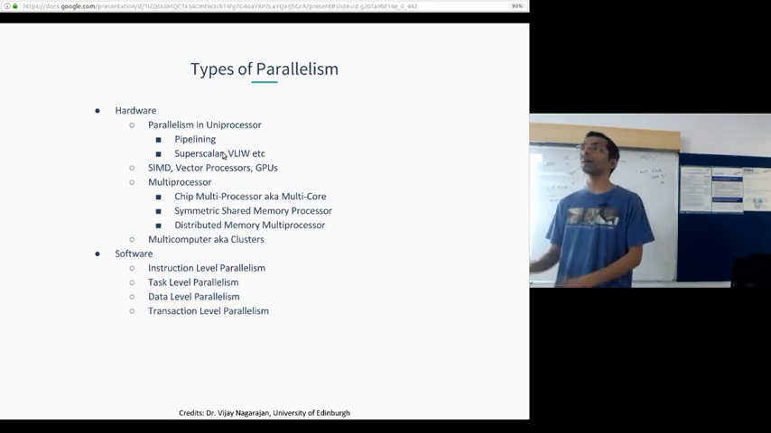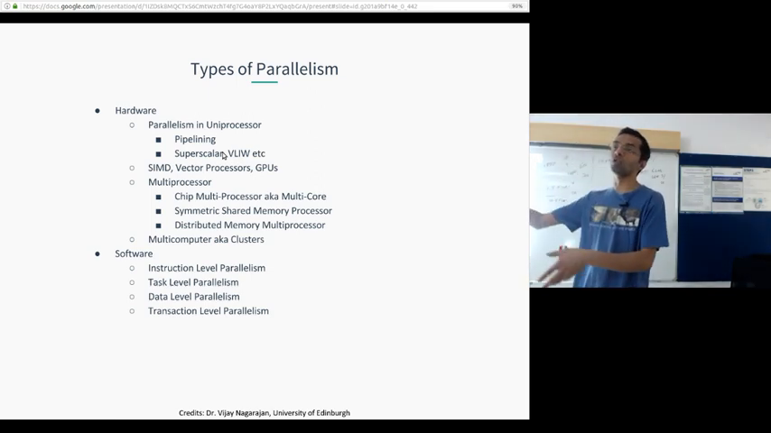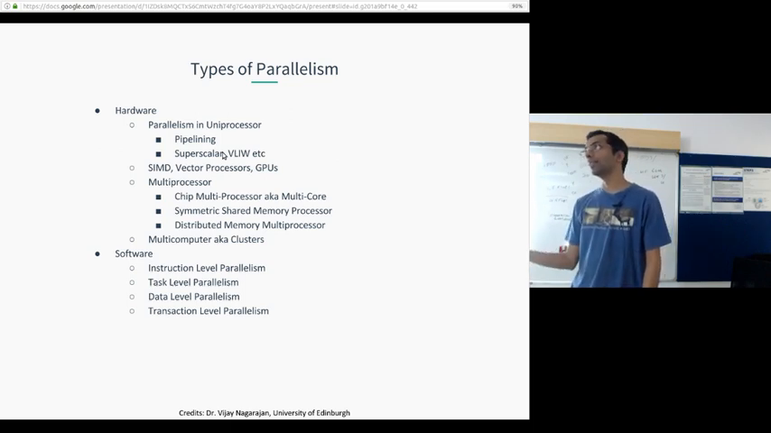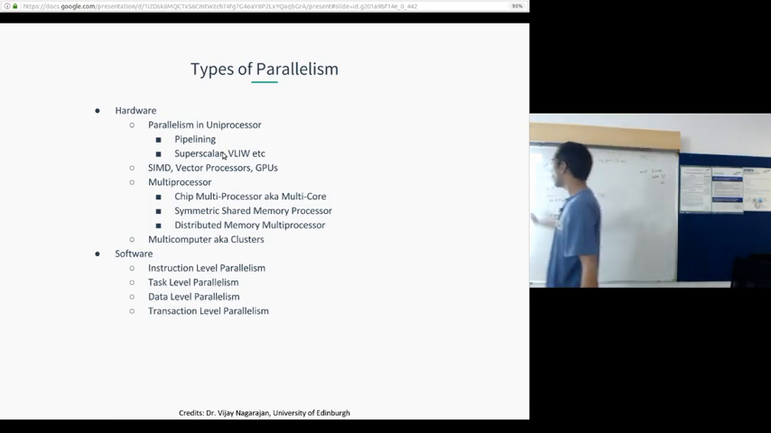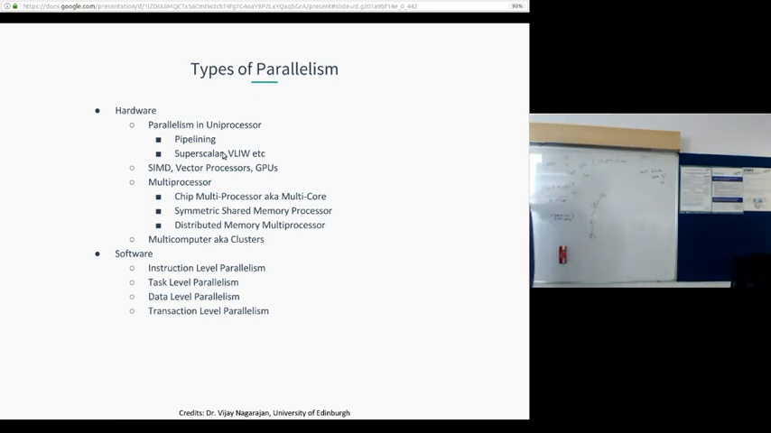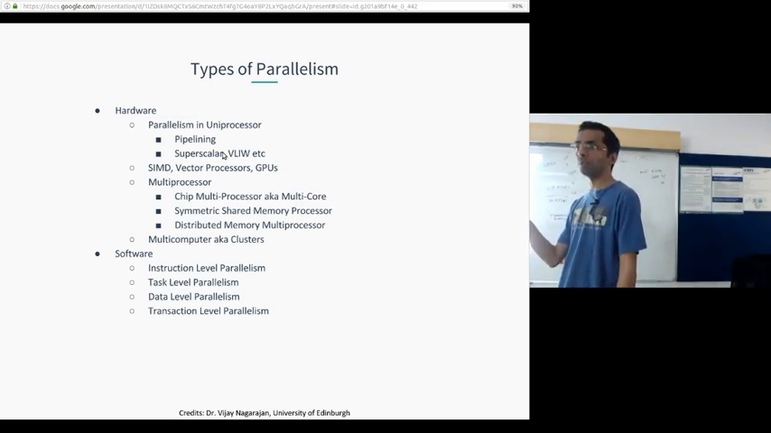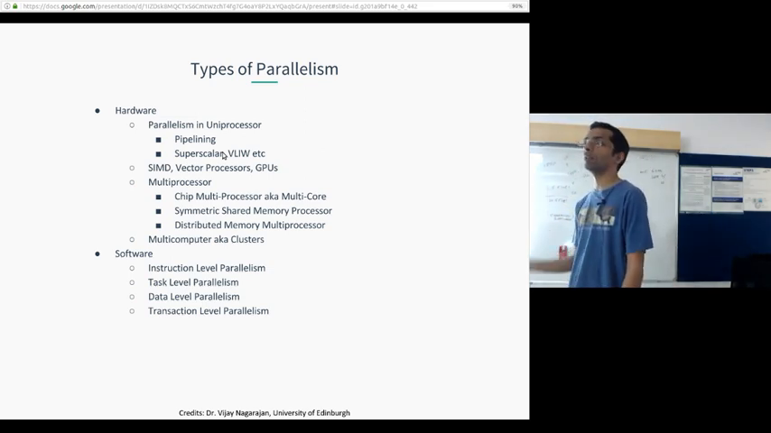The compiler knows how to create the instruction in such a way that it will be effective. Now, SIMD you all already know about, right? How many of you know about SIMD? Not everyone knows, so I will explain.